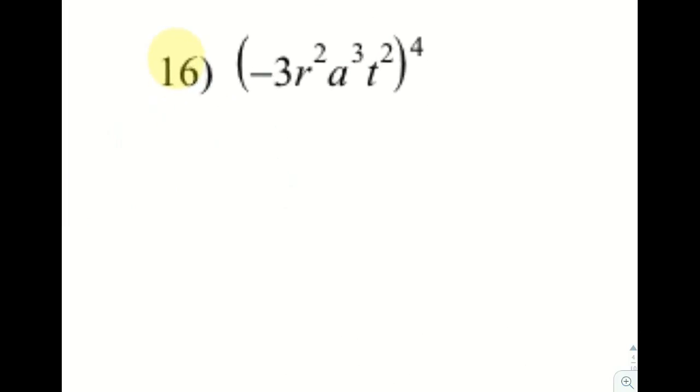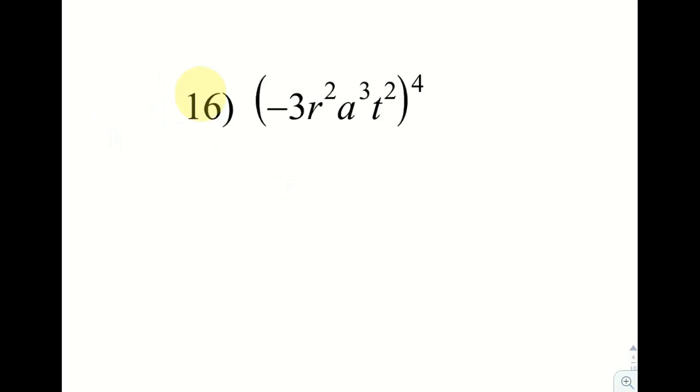Moving over to the neighboring problem right here, we see negative 3 times r to the 2nd times a to the 3rd times t to the 2nd, all to the 4th power. So I'm going to take this whole thing to the 4th power. We could write it out times itself 4 times, but we're going to see if we can use that shortcut this time and save ourselves a little time.